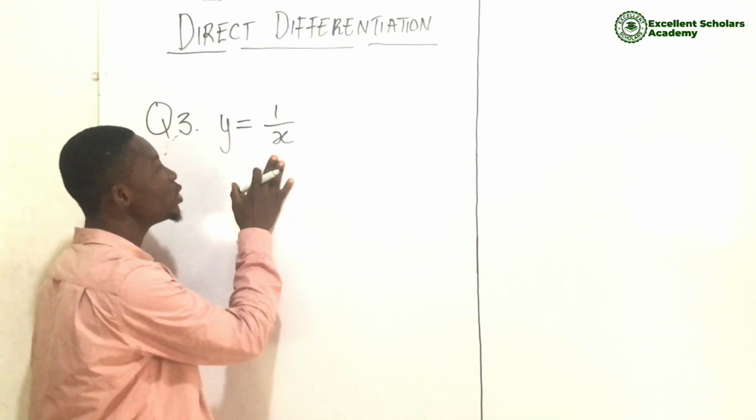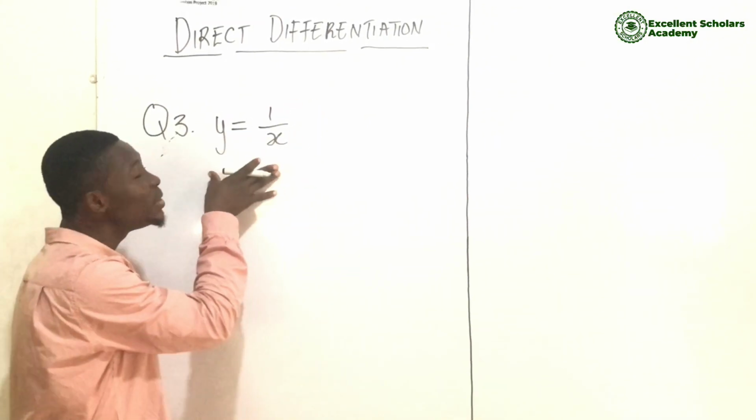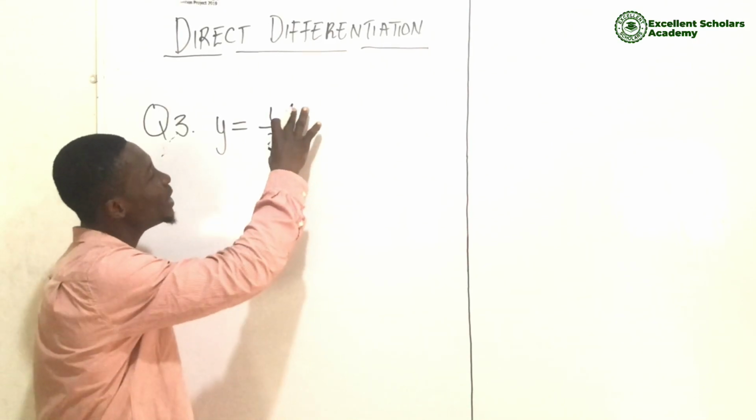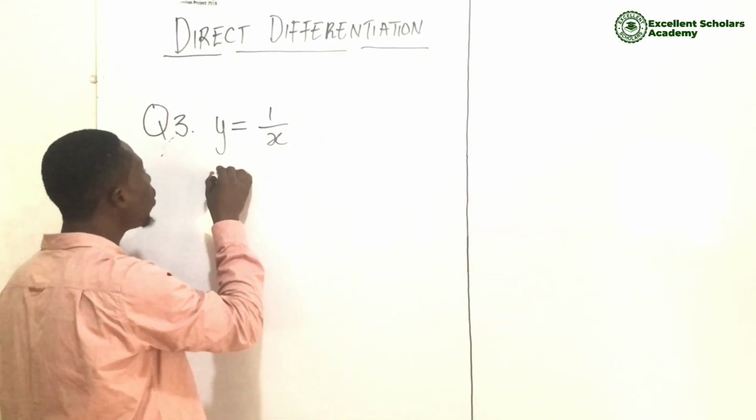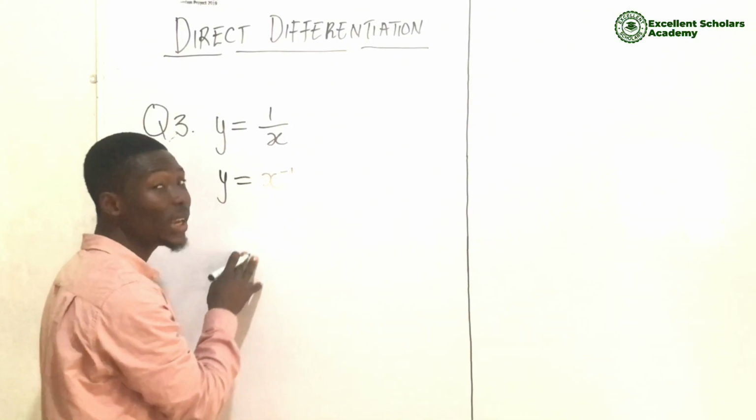So this is the next question we're going to be solving. y equals 1 over x. Now, you can't differentiate this like this. You have to write this in form of indices. So y can also be written as x to the power of minus 1. Now we can finally differentiate this.